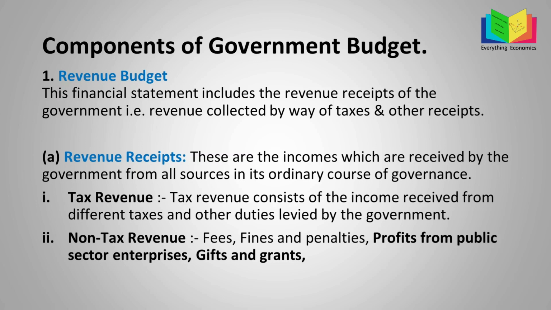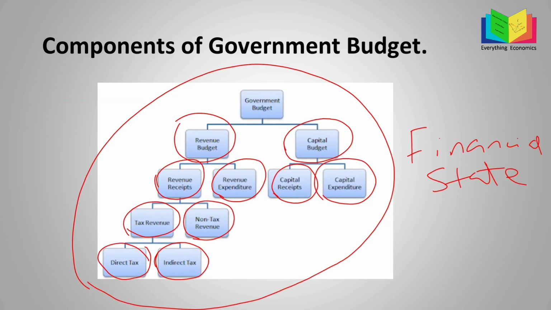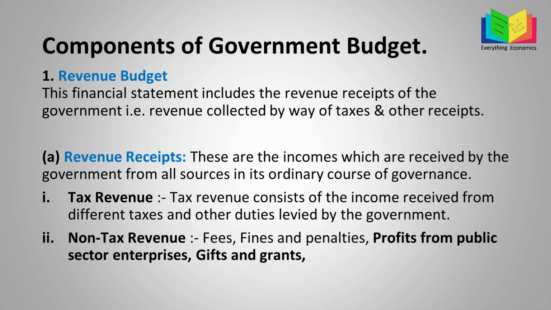Revenue budget, that's the first one. If I go back, you can see on the left side we have revenue budget, on the right side we have capital budget. So in the case of revenue budget, what is revenue budget? This financial statement includes the revenue receipts of the government, that is revenue collected by way of taxes and other receipts.